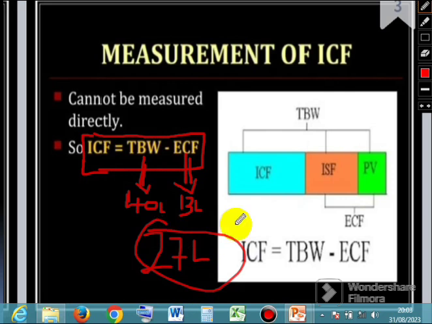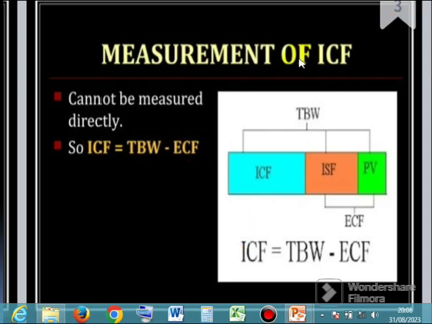So by applying this formula, if the total body water is known and the extracellular fluid volume is known, you can get the intracellular fluid volume of your patients. Going forward.